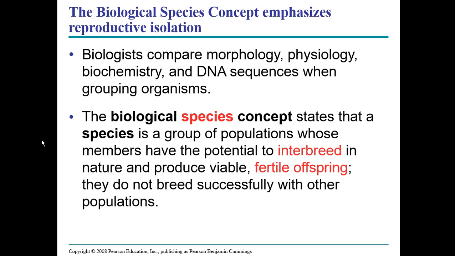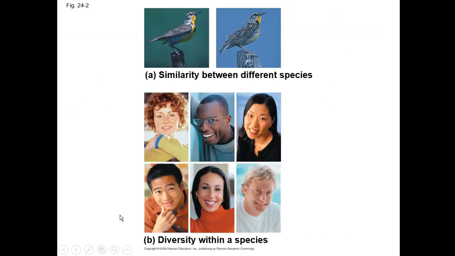So let's proceed. Here you can see A and B. A presents similarity between different species. They are actually different species but they possess similarities. For letter B, it's for humans, the diversity within a species.